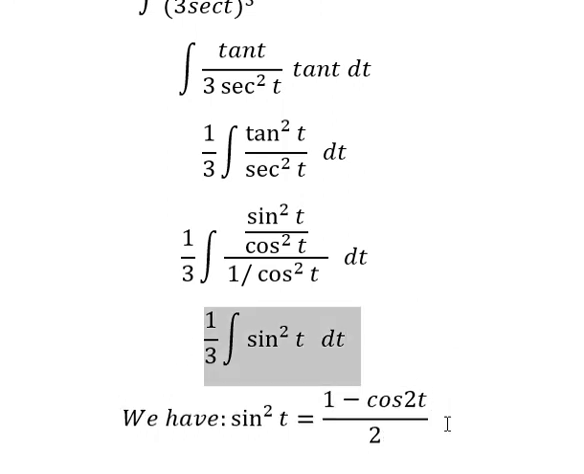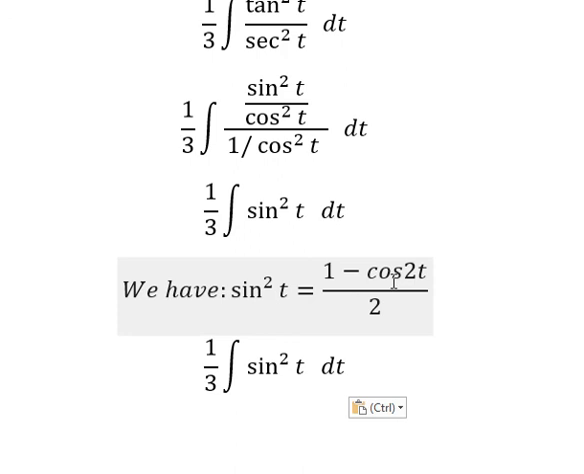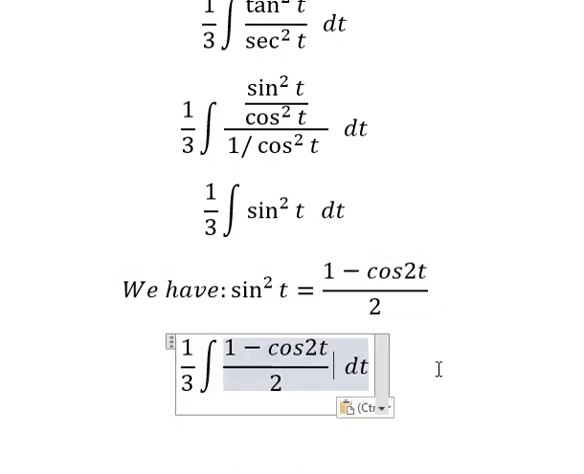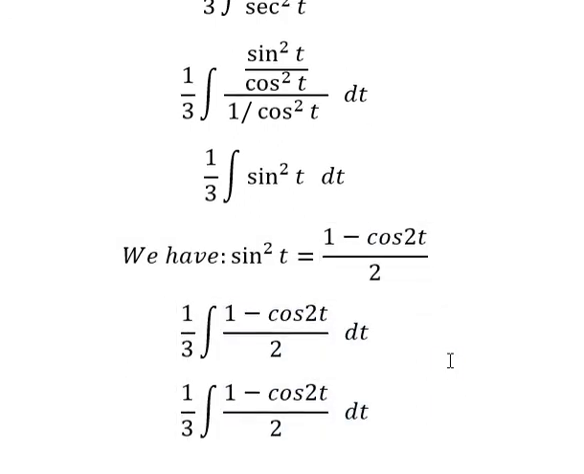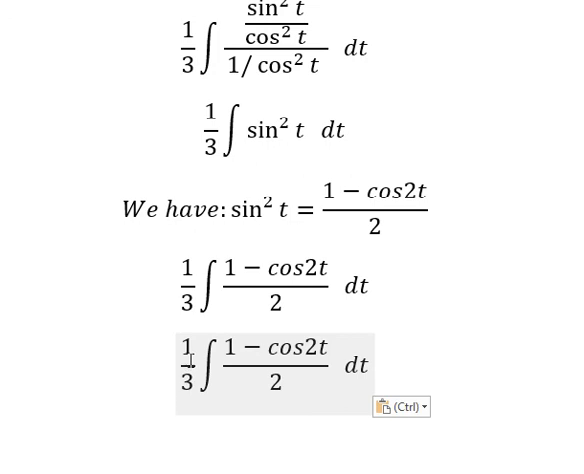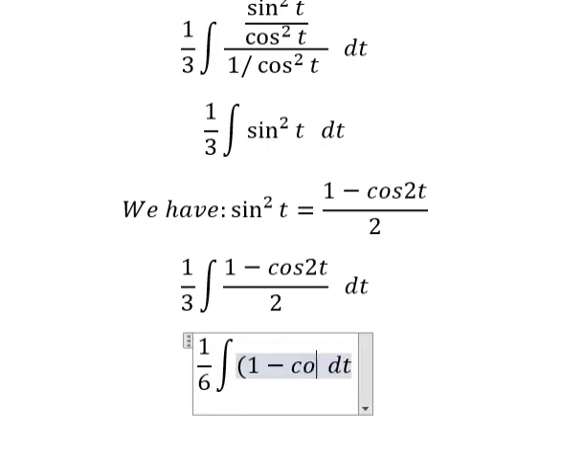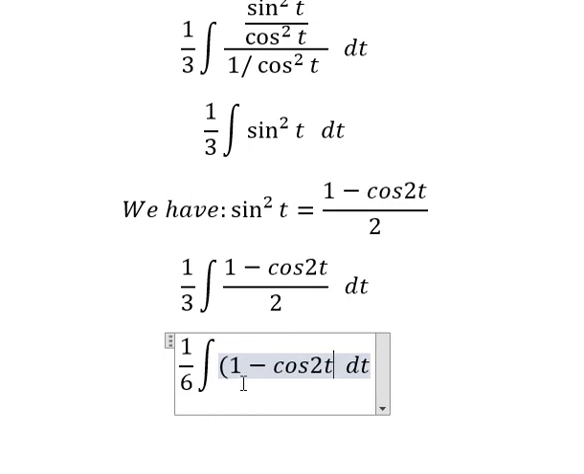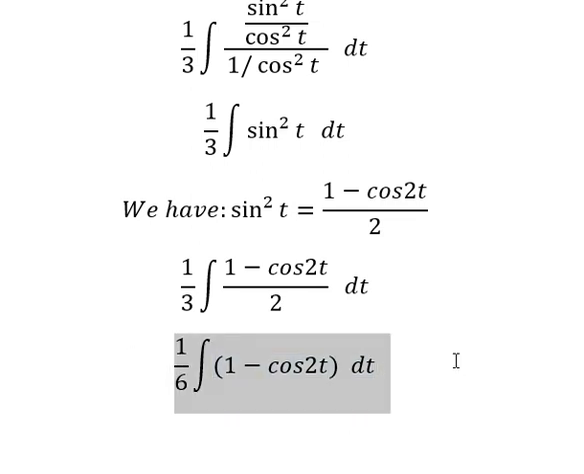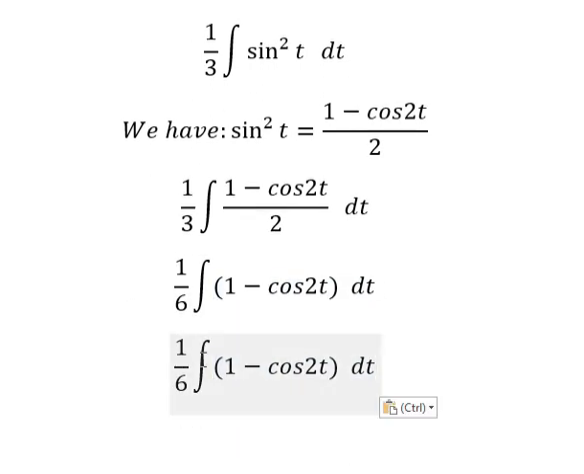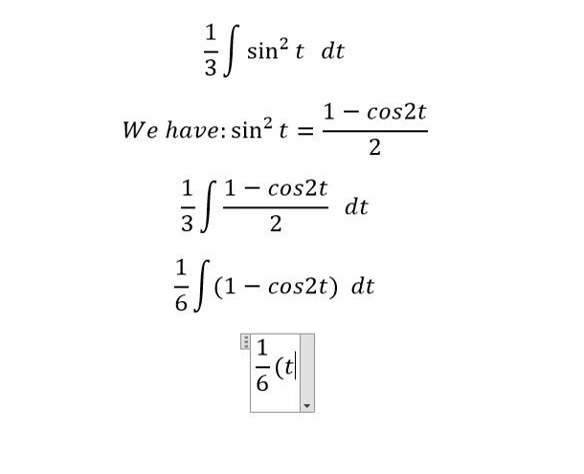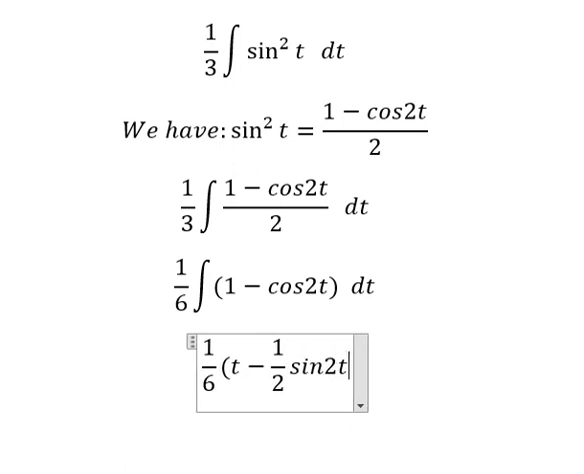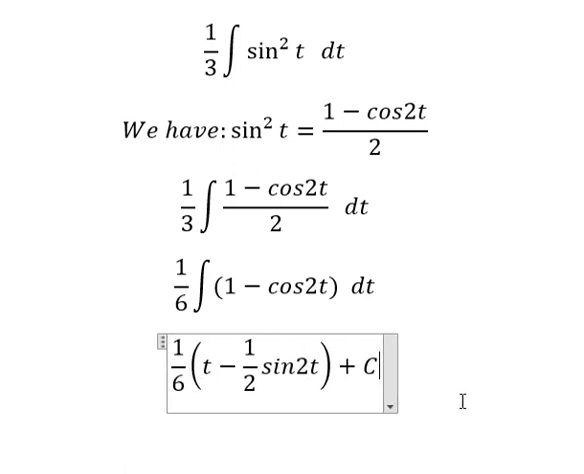So I will put this one here. Number 2 and number 3 we have 1 over 6. The integration of 1 we have t. The integration of cosine 2t we have 1 over 2 sin 2t, and I will put plus c.